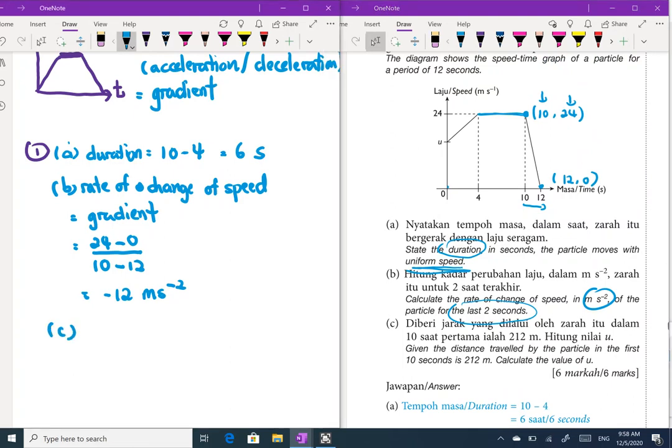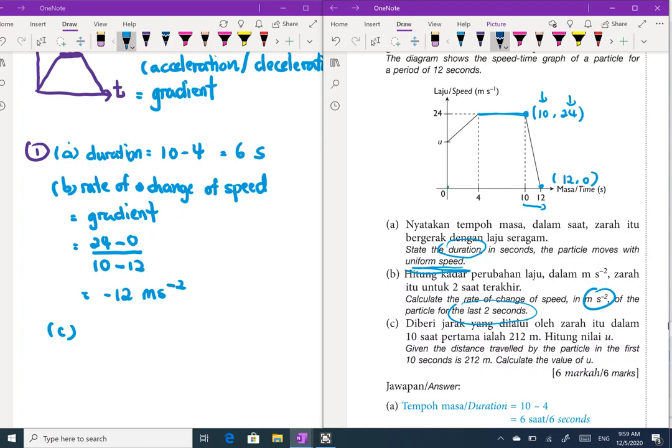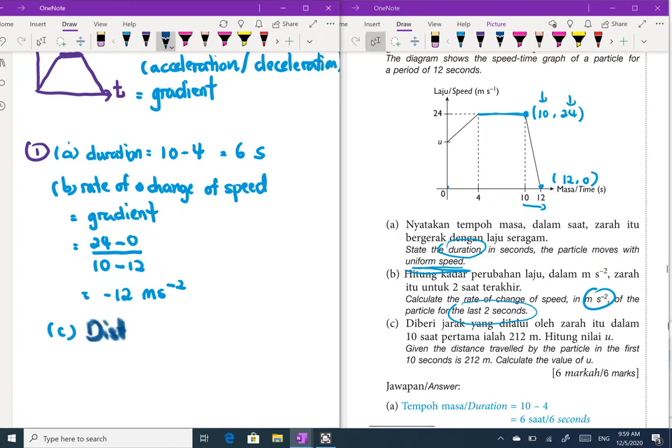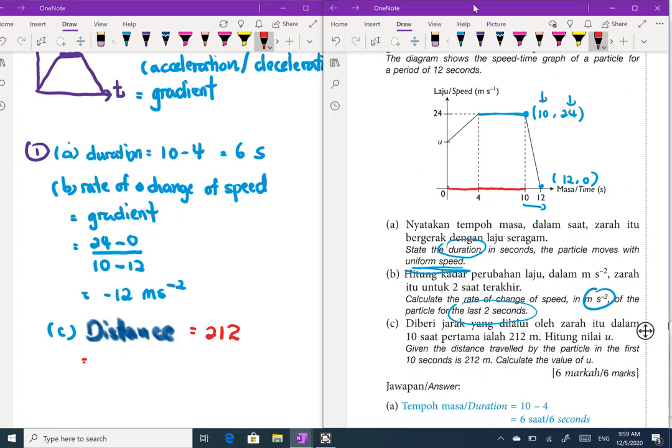Okay, question C. Given the distance traveled by the particle in the first 10 seconds is 212, calculate the value of u. So now the question gives you the conditions. Given the distance. Okay, distance. Still remember how to find the distance? Distance is equal to our area. So now the distance is equal to 212 for the first 10 seconds. That means from here to here. So the area under this graph is 212.